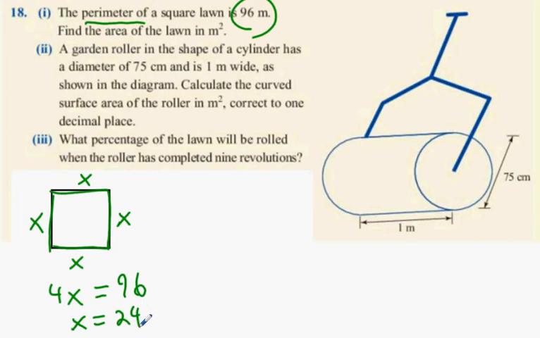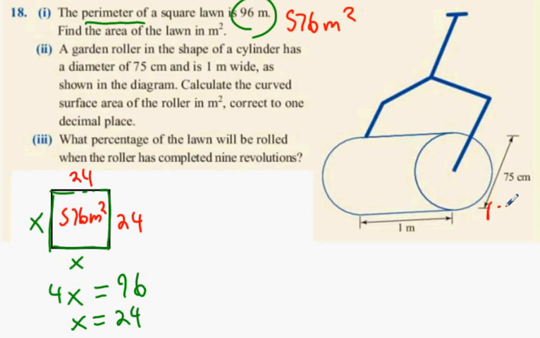Now you're not done there because you're asked to find the area. So you know that the two lengths are 24 now. How do you find the area of a square? 24 by another 24? 576 meters squared. Okay, so that first part's done. It's 576 meters squared.